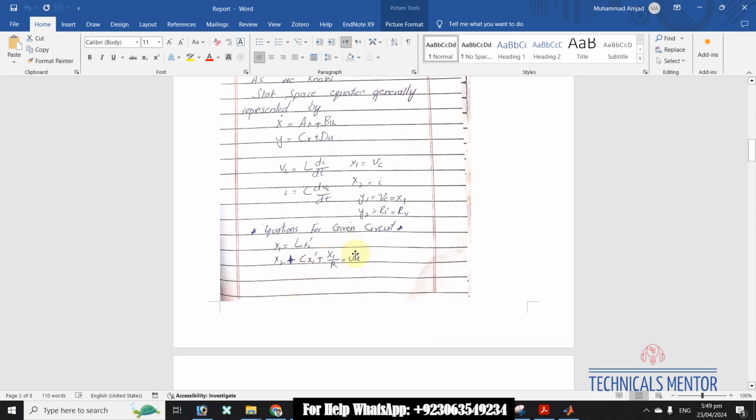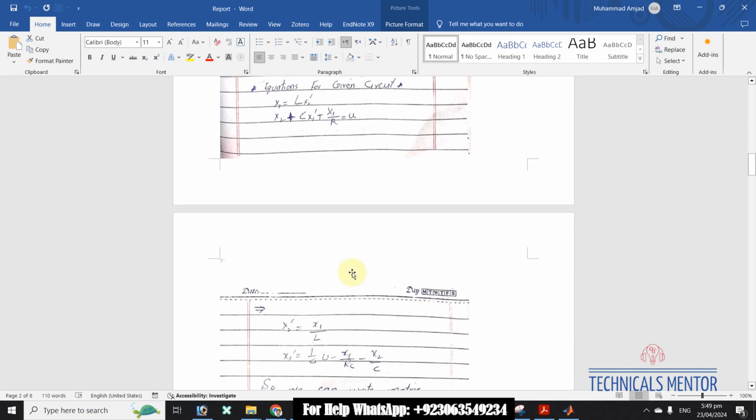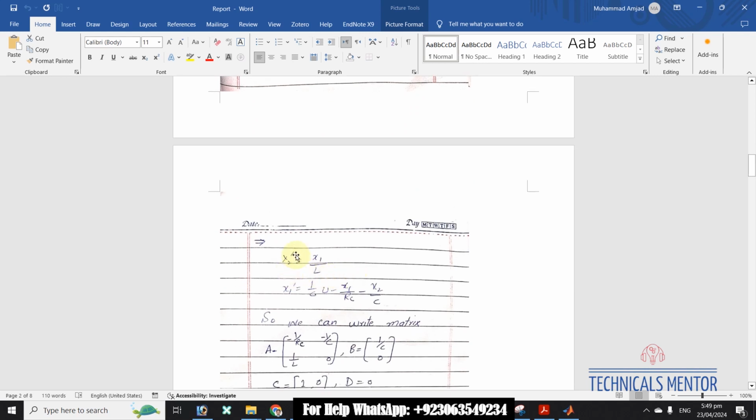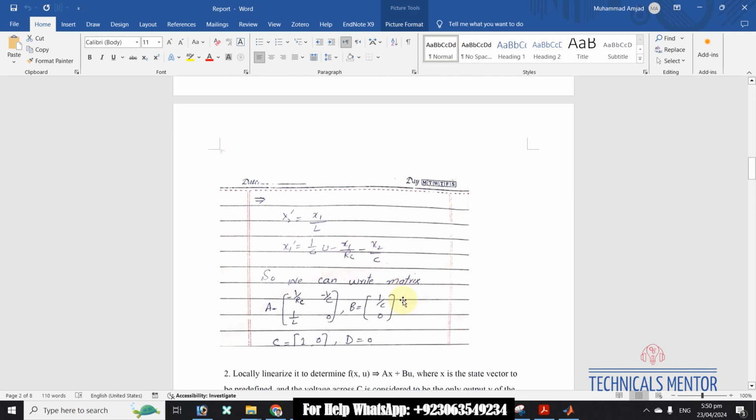So the equation for the given circuit is C x1 dot plus x1 over R plus x2 is equal to u. x2 dot is equal to x1 over L, and x1 dot is equal to 1 over C u minus x1 over RC minus x2 over C.